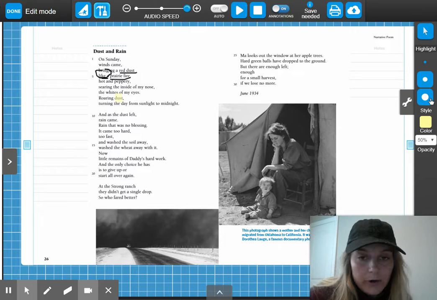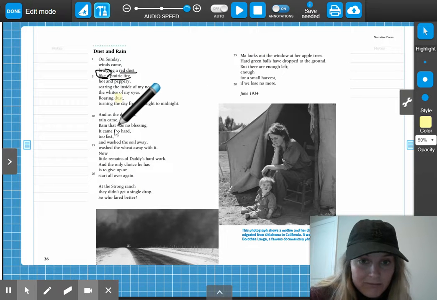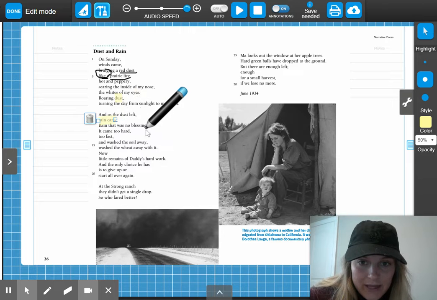So this is very unfortunate, but they wanted rain, but when it came, it was not good. So the rain came, but the effect of it is that it washed the soil away.